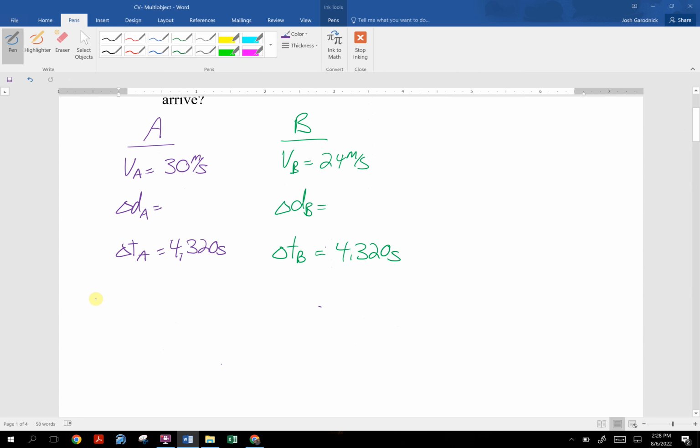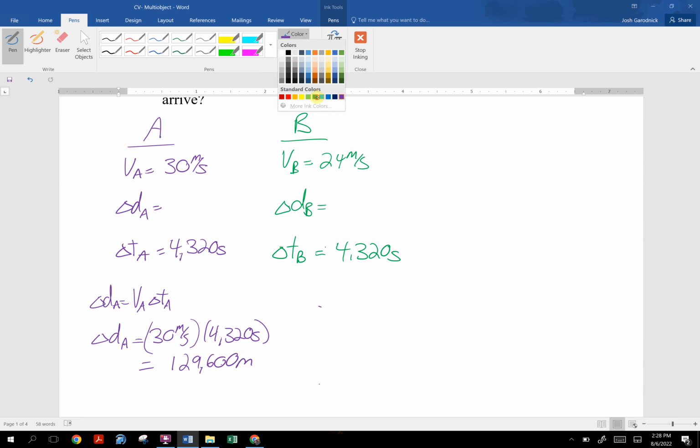So to get the distance traveled for A, it's distance equals velocity times time. Do you have to write this out algebraically with subscripts? No, but I'm being organized because I'm kind of like the teacher and I want this video to be, you know, nice. So the speed is 30 meters per second for a total of 4,320 seconds, giving us a distance traveled for A of 129,600 meters.